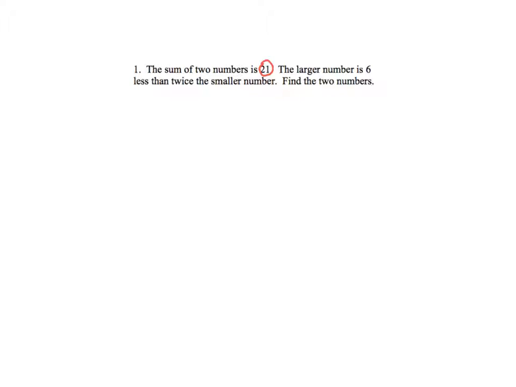And then the second sentence says the larger number is 6 less than twice the smaller number. So I'm going to circle larger number. And then it asks us to find the two numbers. So this is important when defining our variables. I'm going to have two variables every time, x and y, a and b, any letters that you would like to use. So it says find the two numbers, and I know one has to be larger than the other.